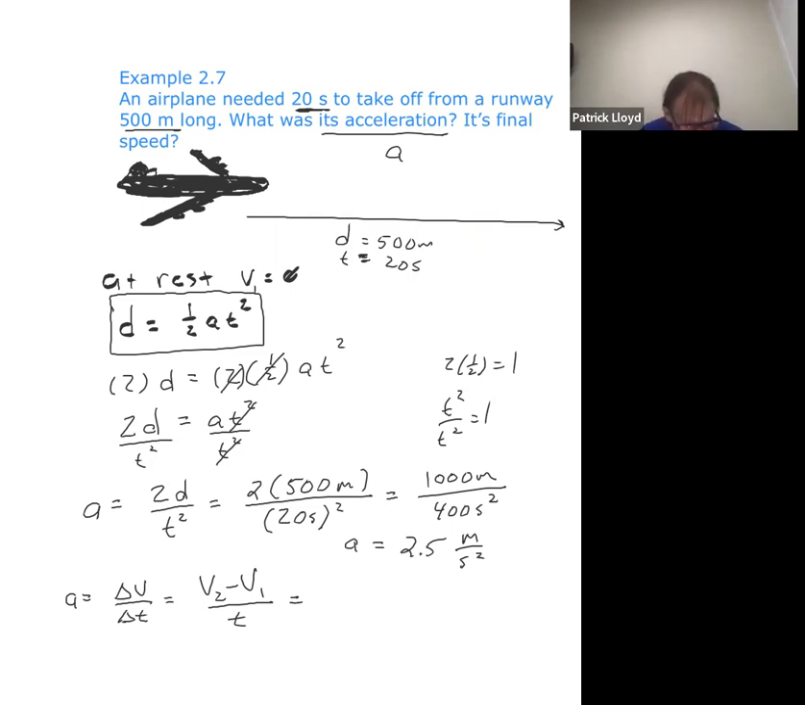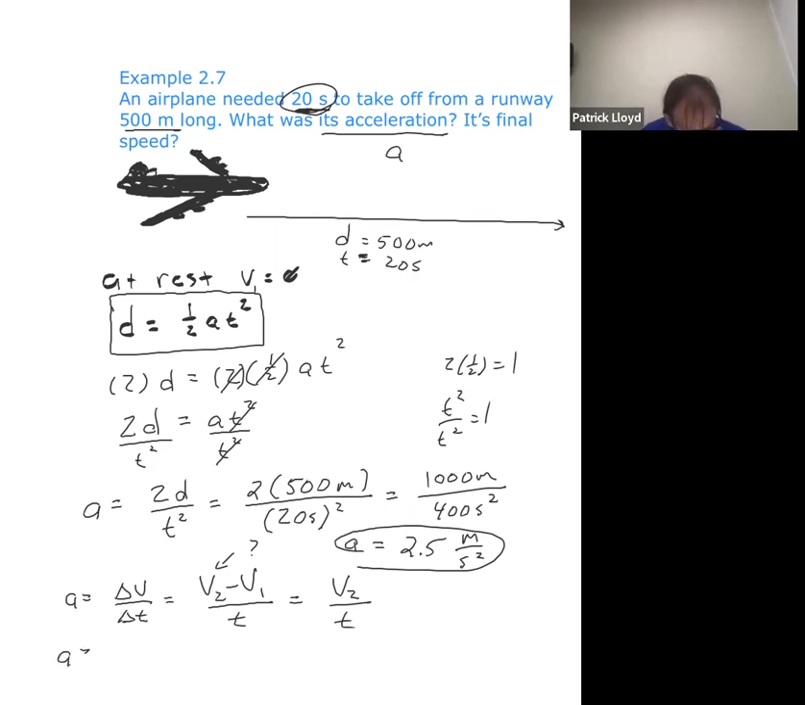So v2, we're going to finally be moving. We're trying to figure out what that is. We do know it's starting at rest. So that just means it's going to be v2 over t, right? Because v1 is 0. If you're starting from rest, your initial velocity is 0. You're not moving at the beginning. So you just have v2 over t. We know the acceleration from part A. We know the time from the question. That allows us to find the velocity.